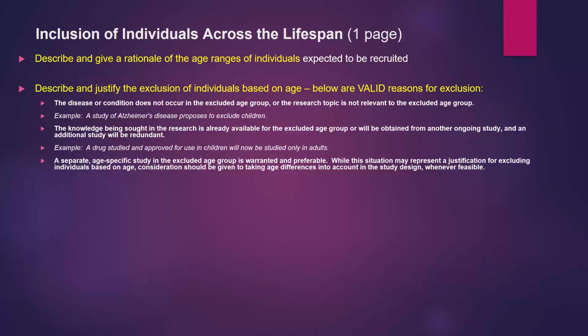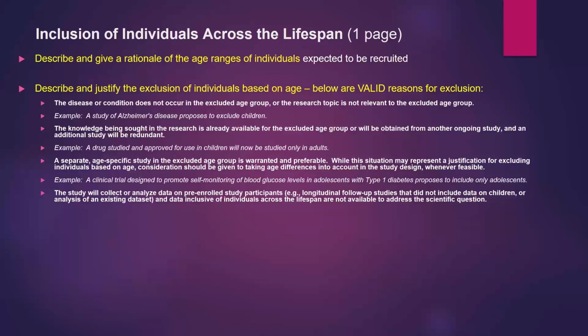Another example of justification for excluding people based on age is that a separate age-specific study in the excluded age group is warranted and preferable. While this situation may represent a justification for excluding individuals based on age, consideration should be given to taking age differences into account in the study design whenever it is feasible. An example of this would be a clinical trial designed to promote self-monitoring of blood glucose levels in adolescents with type 1 diabetes that proposes to include only adolescents.